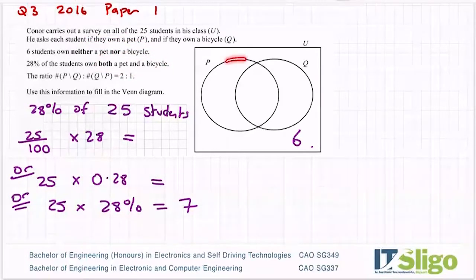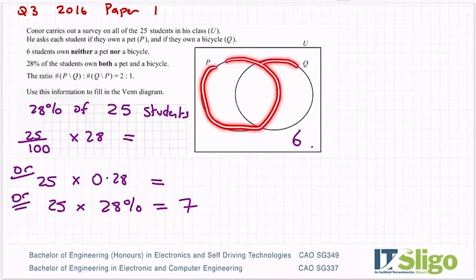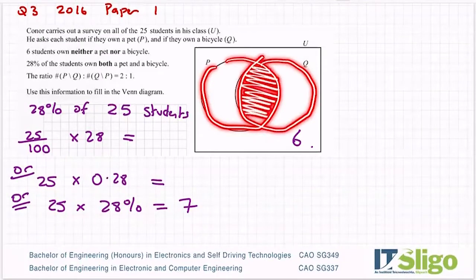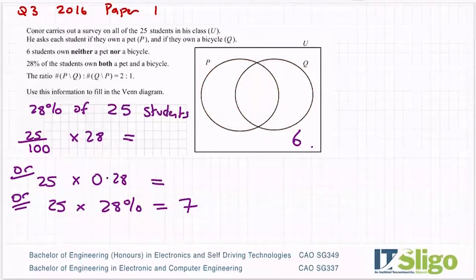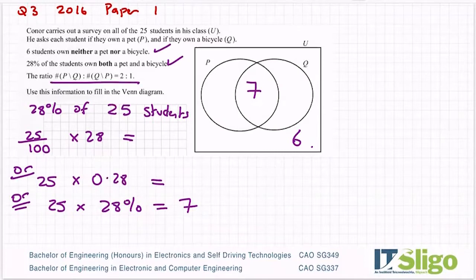So both is where the 2 circles overlap. They're part of the pet circle in here and they're part of the bicycle circle. So those 7 go in here. Okay, so he's done. The ratio hash P not Q is to hash Q not P is 2 to 1.